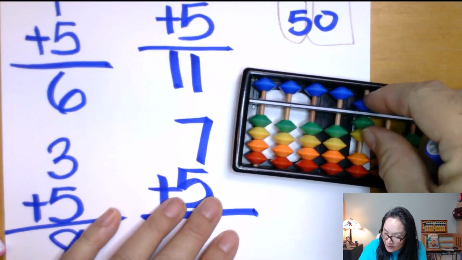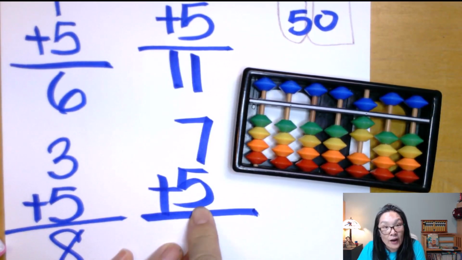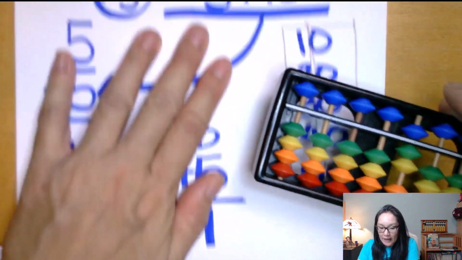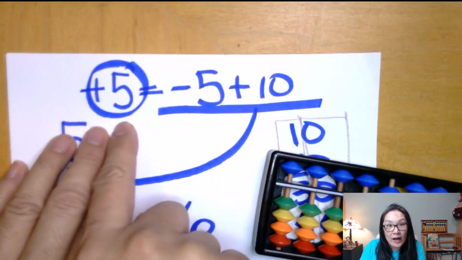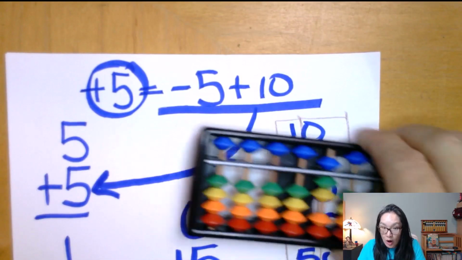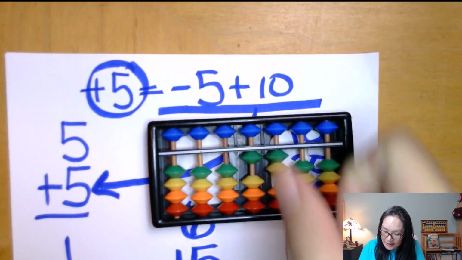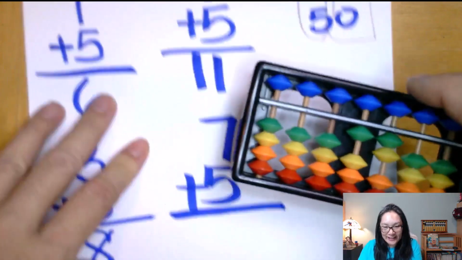So we have our 7, right? That's our 7. 5, 6, 7. And then we want to add the 5. But we don't have enough beads to add the 5, right? Go back to here, and this is what we need to memorize. We have to say plus the 5 is equal to minus the 5 plus the 10. So on the abacus, I want to minus the 5 and then plus the 10. My answer is 12. Look at that.